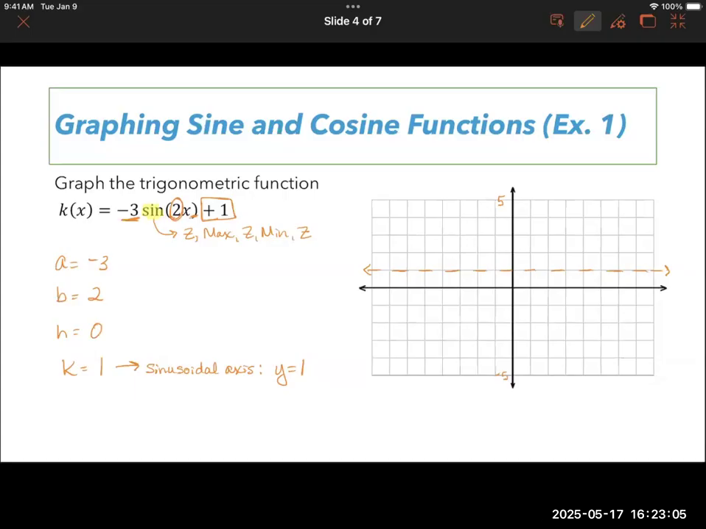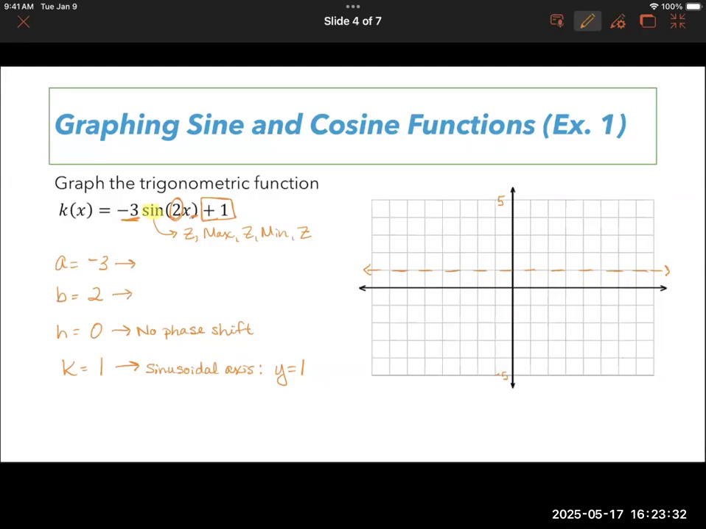Then I would look to see if you have any phase shift, because if you do, you're going to want to sort of reestablish a vertical axis as well. We do not have a phase shift in this one because our h is 0. So we don't have to worry about that. Then we're going to take a look at our a and b values.